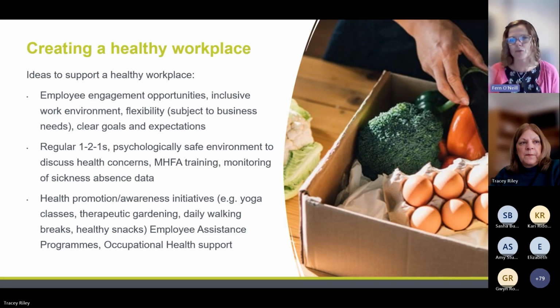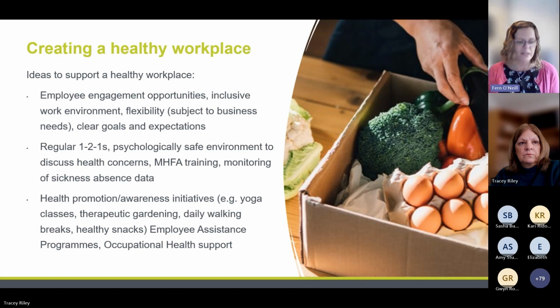You could add a couple of questions into your annual employee survey. Have regular one-to-ones and include that emotional health and well-being conversation in your regular one-to-ones. Consider flexible working, recognising this will be different for different businesses. Ensuring a psychologically safe environment to discuss health.